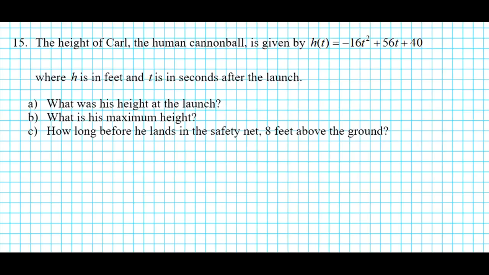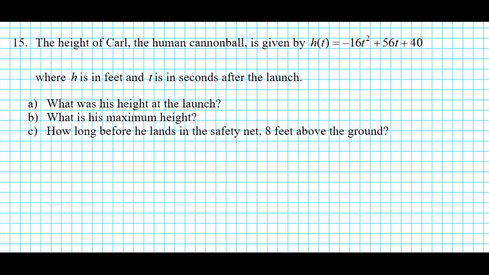Alright, let's take a look at 15. It reads, the height of Carl, the human cannonball, is given by h of t equals negative 16t squared plus 56t plus 40, where h is in feet and t is in seconds after the launch.